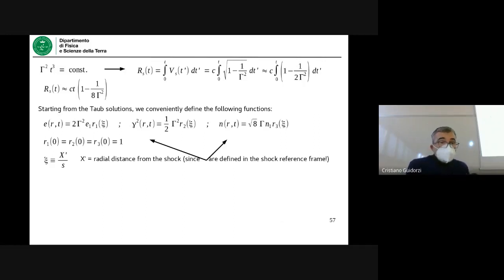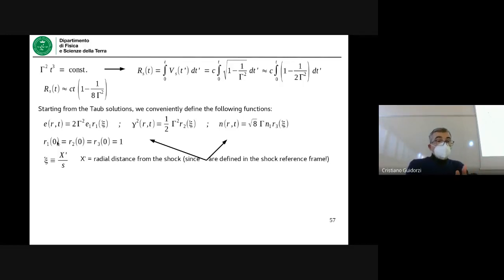So in the shock frame, you have to use a quantity which describes the distance from the shock itself. So psi is defined at x prime, where x prime is the radial distance from the shock towards the site of the explosion, so within the fireball. X prime over s, because you need a dimensionless quantity. So psi 0 means that you are attached to the shock.